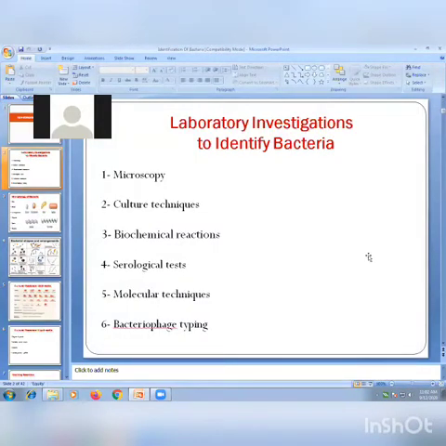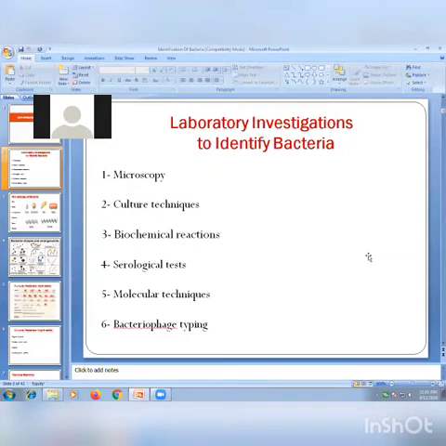So for laboratory investigation to identify bacteria, we need microscopy. Definitely microscopy is useful for the observation of shape and size of the bacteria, then the arrangement of the bacteria. Then the different culture techniques we are using, in which the media as well as the different culture methods also we are applying. Then for the identification of these bacteria, biochemical reactions. Without study of the biochemical reactions, we are unable to identify bacteria up to the genus and species level. So always for the identification, biochemical reactions are most important.